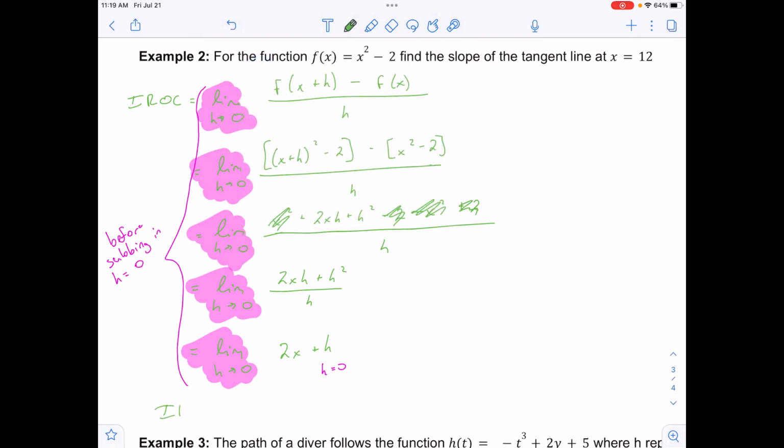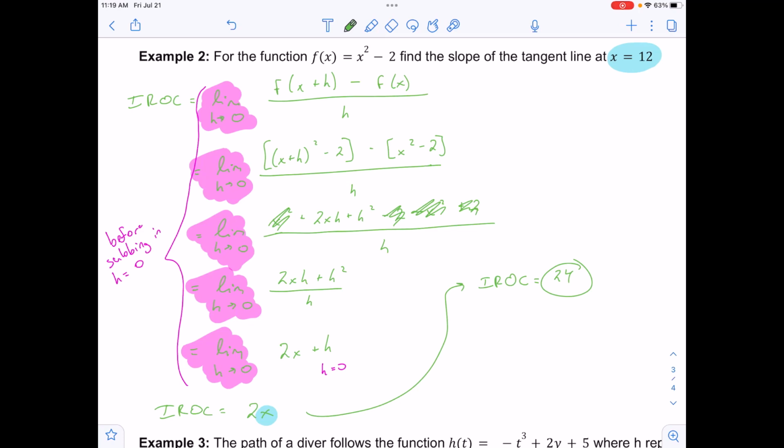Again, the IROC is going to be equal to 2x. And what is x? We're being asked to find the instantaneous rate of change when x is equal to 12. So I'm going to plop that in here. I've run out of room, so I'm going to come over here. 2 times 12 is 24. So our instantaneous rate of change at x is equal to 12 for the function x squared minus 2 is 24. If you were to sketch out this function x squared minus 2 and find the point at 12, draw a tangent line, that tangent line would have a slope of 24.